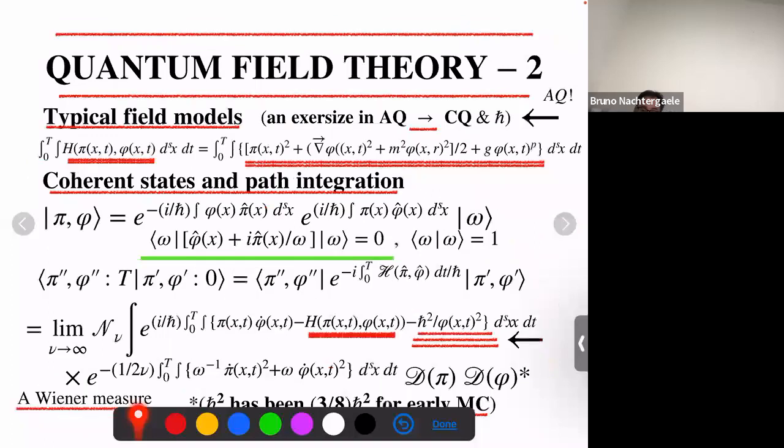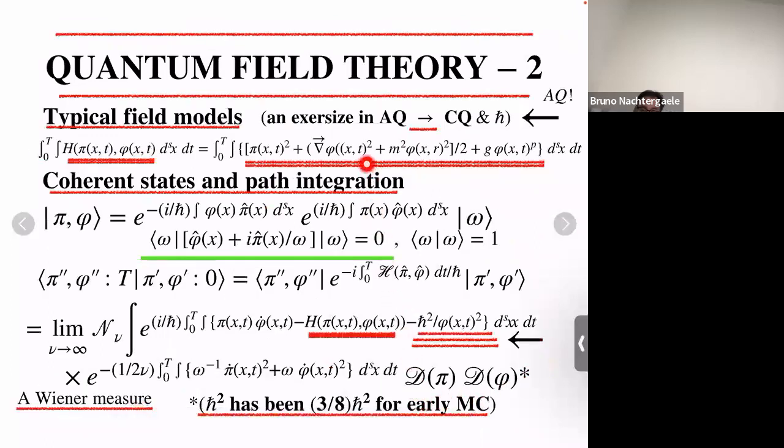Now here we write a quantum field theory dealing with our exercise in which we promote affine quantization to the canonical quantization in H bar. Here is our Hamiltonian for the thing we're going to be considering. We have coherent states here, and we have rules on the fiducial vector here.